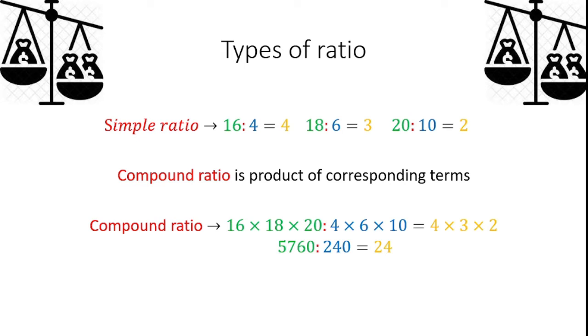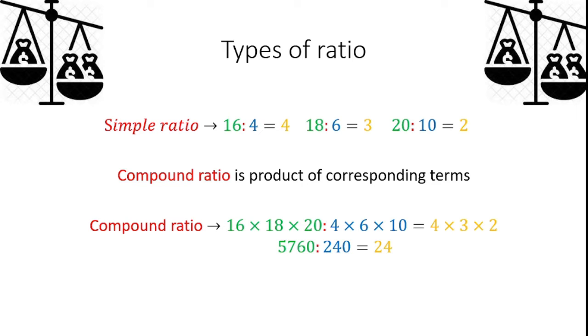In ratio, there are different types available: simple ratio and compound ratio. What is a simple ratio? It generally has two quantities. So 16 is to 4: the first quantity is 16, the second quantity is 4. 16 divided by 4, I easily get 4. Likewise, 18 is to 6 is another simple ratio. First quantity divided by second quantity, so 18 divided by 6 is equal to 3. Another example is 20 is to 10. 20 divided by 10 is equal to 2, which is a simple ratio.